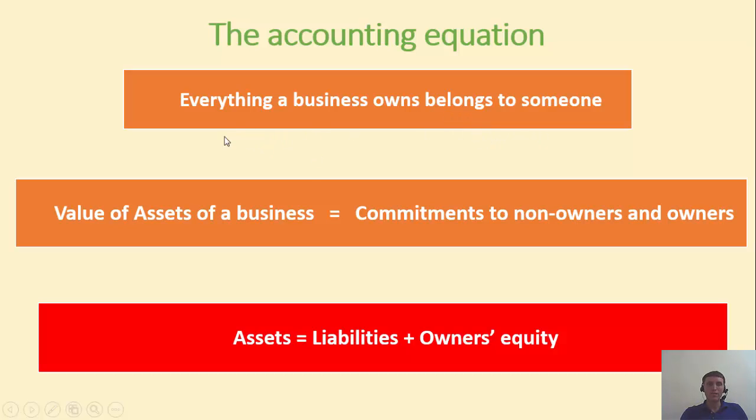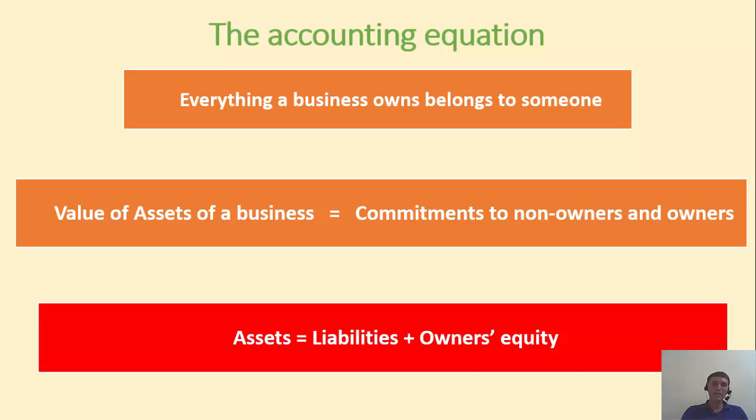Okay, so if we take the value of the assets that a business has, and these are the cash it has in the bank, the building, the equipment, and so on and so forth, if we add the value of all of these items on the one hand, and on the other hand, we add the values of all the commitments that this company has to owners and non-owners, and we will see a detailed breakdown of these, then these two values must equal, right?